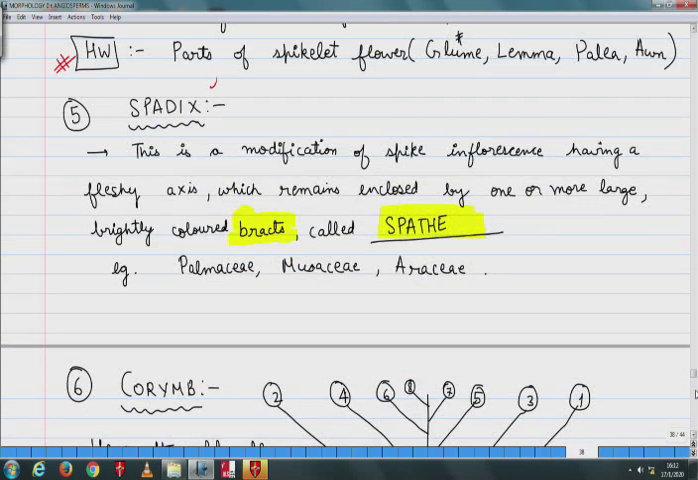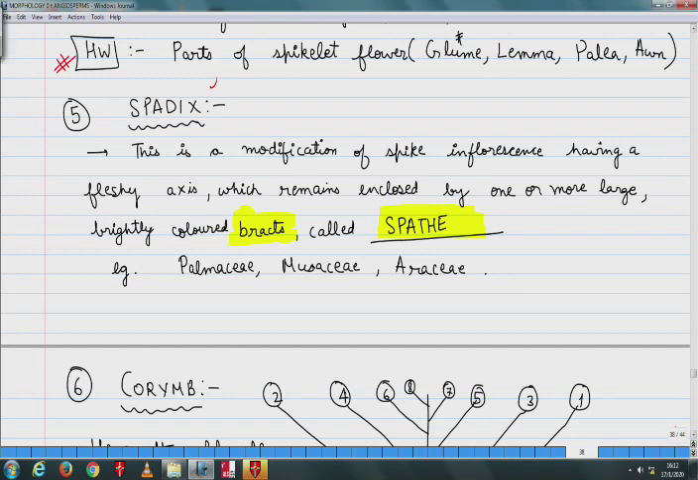Spadix is a modification of spike inflorescence. It has a long fleshy axis. This fleshy axis remains enclosed by one or more large brightly colored bracts called spathe. Examples are Palmaceae, Musaceae, and Araceae.